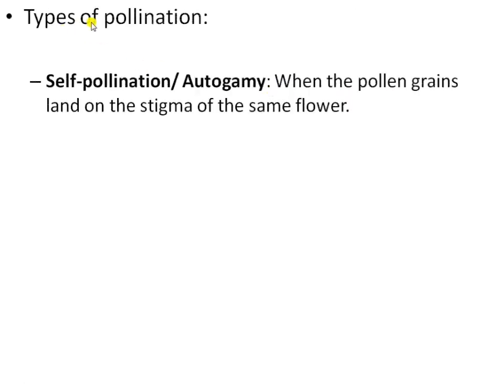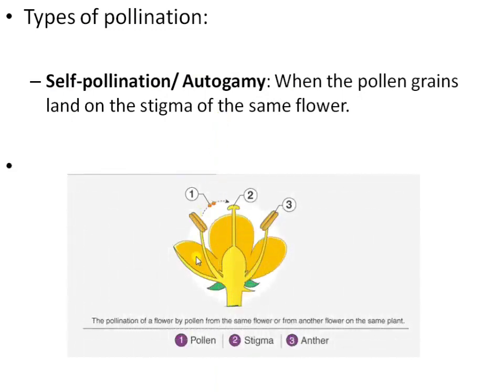Next is about the types of pollination. There are two types of pollination. First is self-pollination. When the pollen grains land on the stigma of the same flower, that is self-pollination. Here you can easily see that the pollination of a flower by the pollen from the same flower, or another flower on the same plant, is self-pollination.